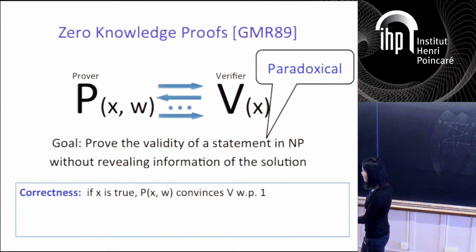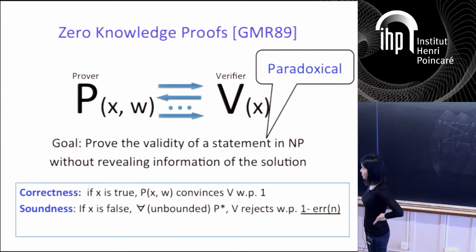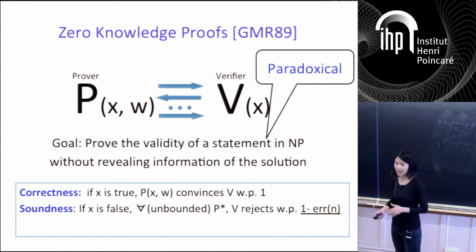So what are the properties we actually want from this proof system? First of all, it should have correctness. If a statement is correct, then there is an efficient way for a prover to convince a verifier with probability 1. And I want soundness as usual. If a statement is false, then no matter how a prover, which may do arbitrary things, that's why we denote it as P star, no matter what he does, in the end, there is a verifier algorithm that is going to reject with very, very high probability.